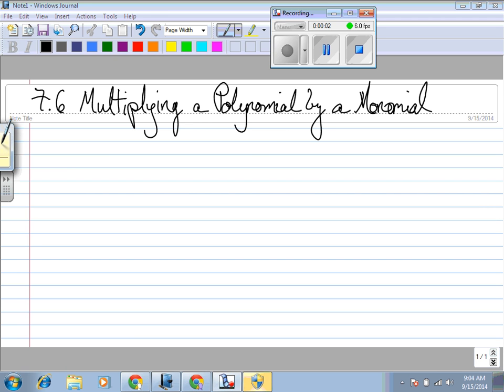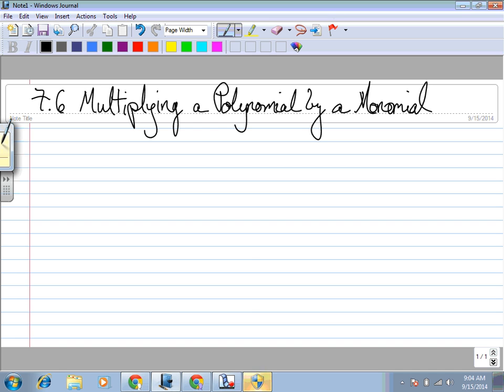Multiplying a polynomial by a monomial. Hopefully we remember to do something like this. You remember this? Yes. It's very key.